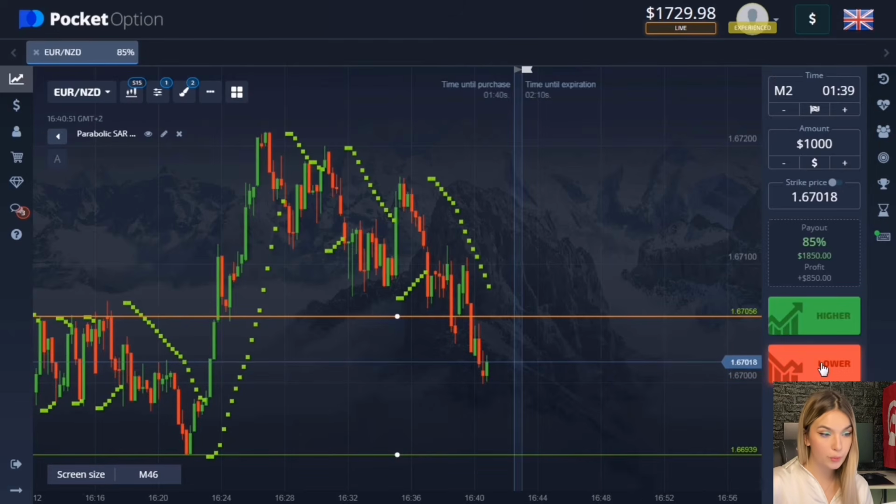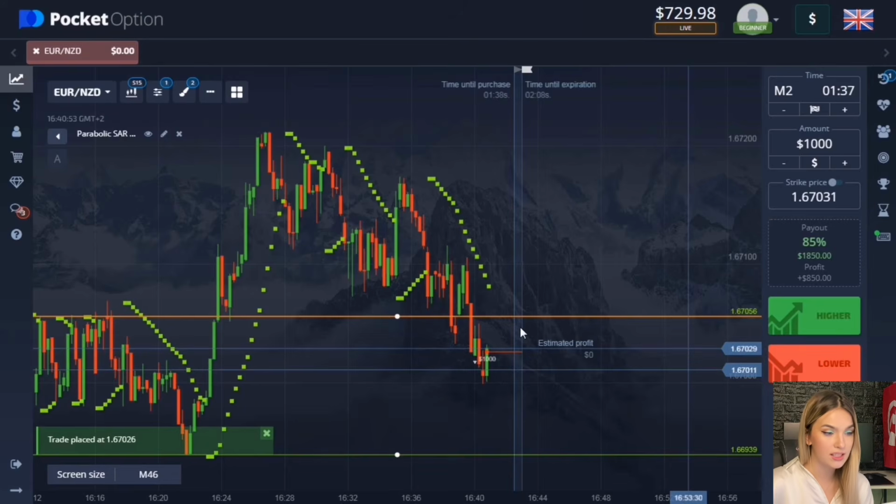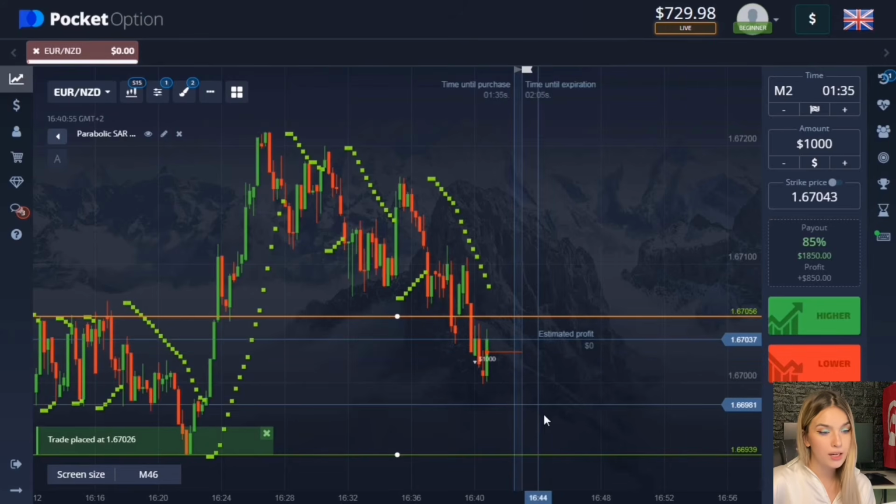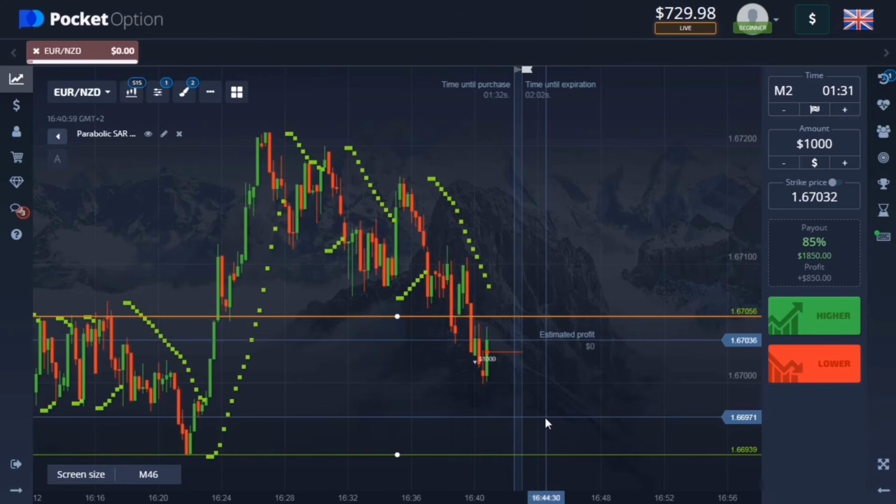In this situation, we open a deal for 2 minutes to decrease. In this situation, the price will certainly continue its downside movement. And so guys, let's wait for the end of our deal.